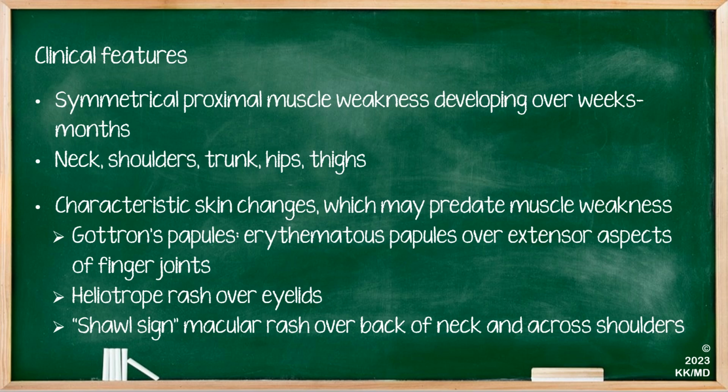Some signs to look out for, either in your PACES exam or mentioned in MCQ questions, firstly are Gottron's papules. So these are erythematous papules over the extensor aspects of the finger joints. Next are heliotrope rashes. So these are erythematous rashes associated with swelling over the eyelids. And a shawl sign, which is a macular rash over the back of the neck and across the shoulders.